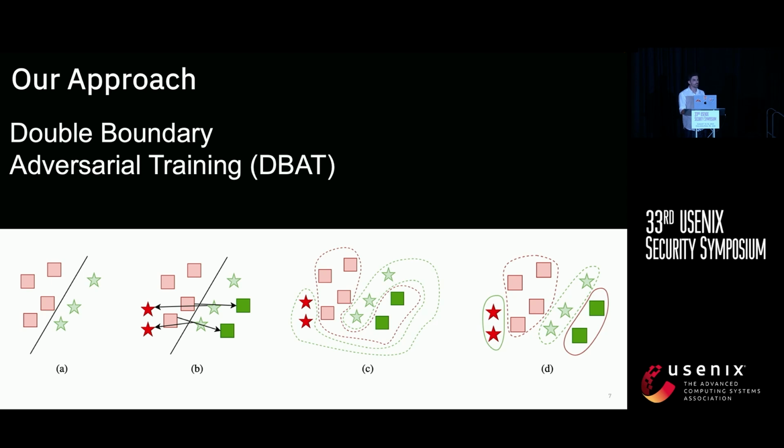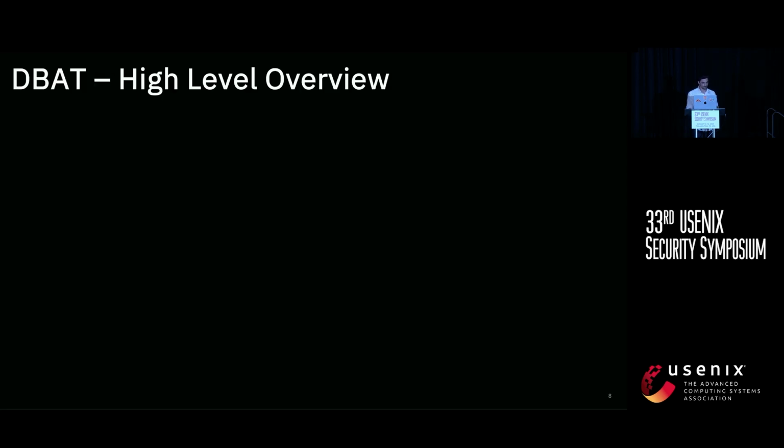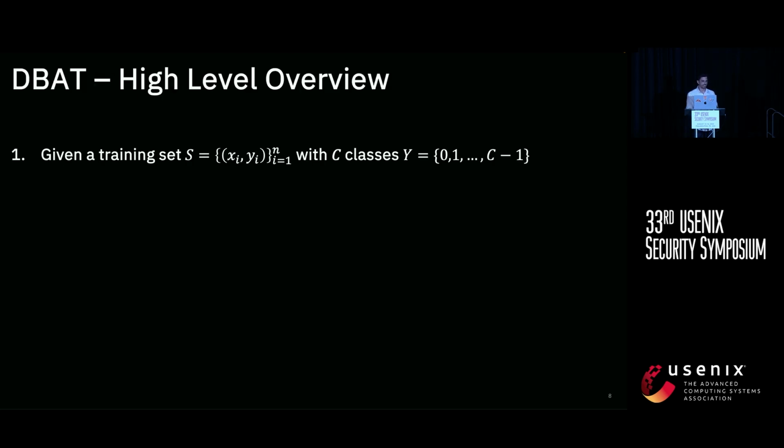But this shared boundary is complex, and what we offer in DBAT is in figure D. We double the number of classes. For each class, we have an adversarial class, but the decision boundaries become much simpler and smoother. This is the general idea. It also means that if this works, then we will manage to keep the original accuracy without almost any degradation.